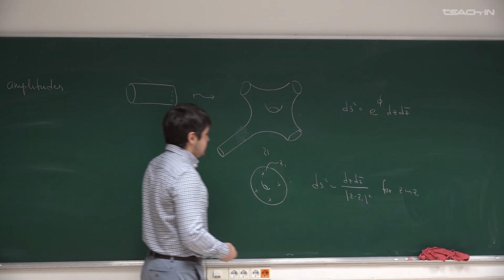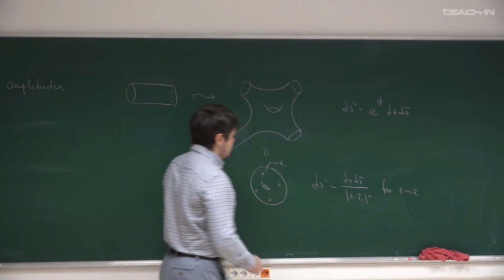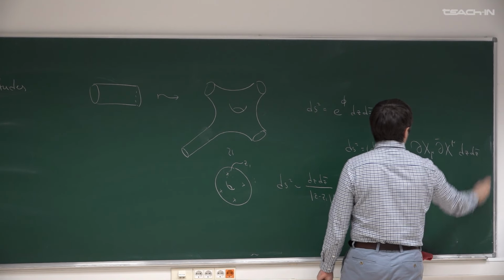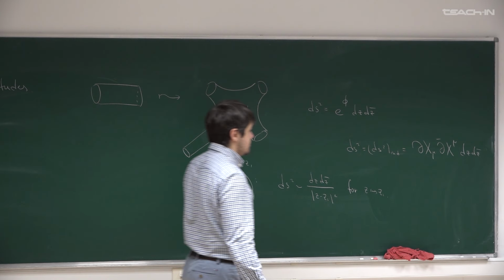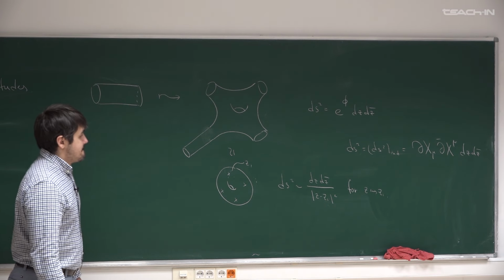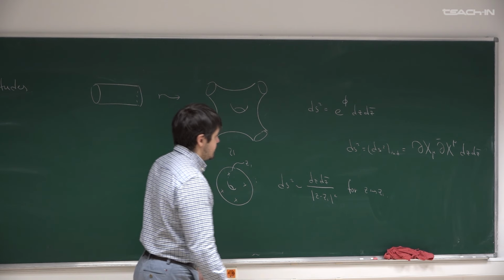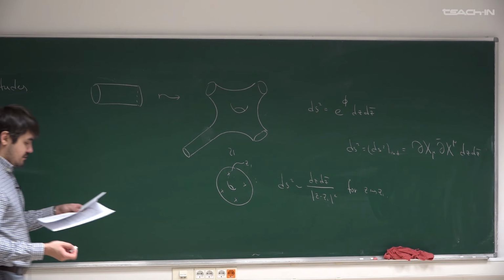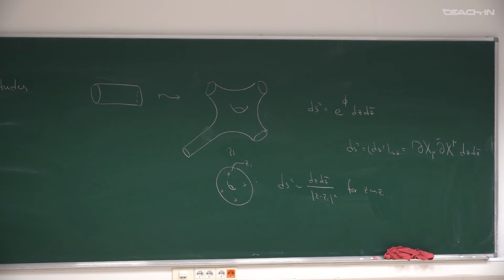Then you may think what kind of solutions in the string sigma model will give you this kind of behavior. If you think about ds squared as the induced ds squared, dx mu d bar x mu, dz dz bar, we found that the x should have some logarithmic singularities as z goes to z_i, and therefore there are some sources. Secretly, there are some sources that sit at those points.